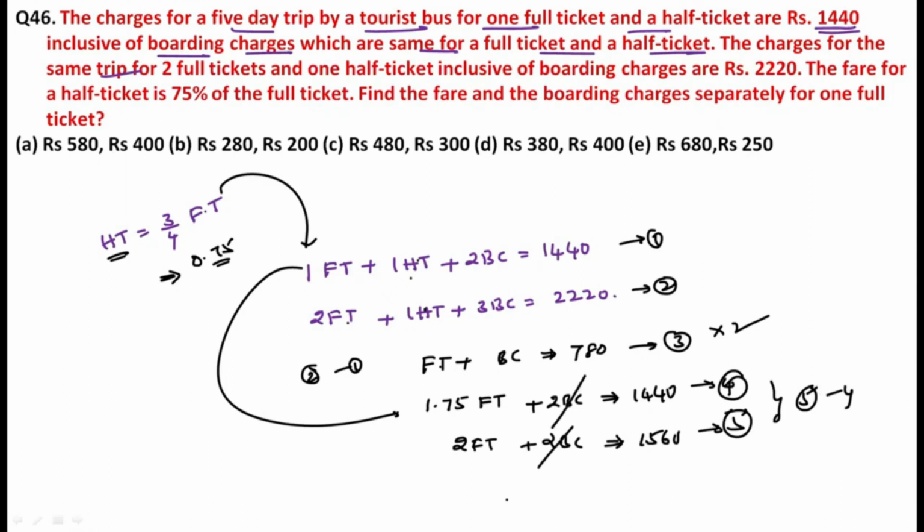So the 2 BCs are cancelled. Now you can get 2 FT is equal to 1440 plus 60 plus 60, which is 120. Now the FT value becomes 120 into 100 by 20. 1 into 25, 25 times 4 is 480. This is the FT value. The FT value is 480, and definitely the BC boarding charges are 300. Now your option is C.